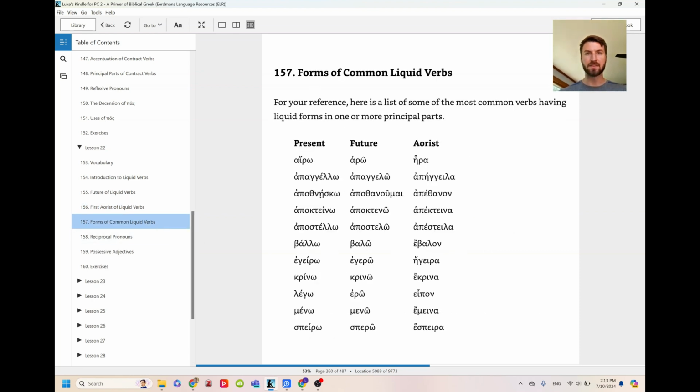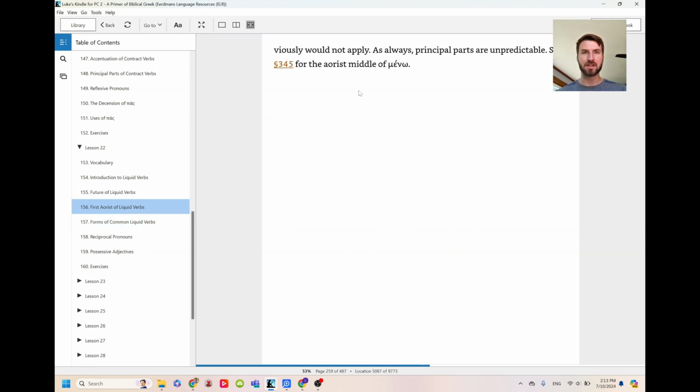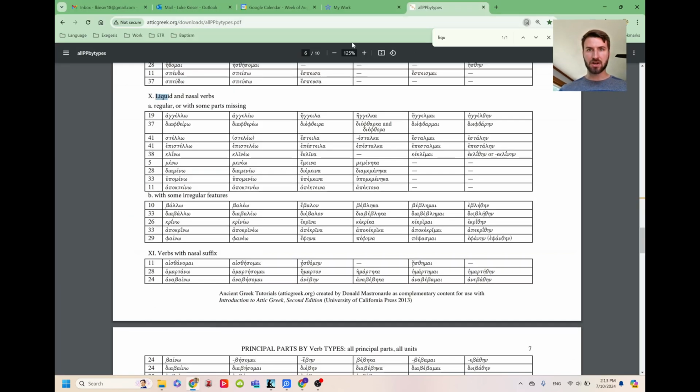Here he notes, here's a list of some common liquid forms. And he points out that there are peculiarities of liquid aorists. As always, principal parts are unpredictable. So there are some liquid aorists that change stem and stuff. And so that is where your principal parts chart will be helpful.